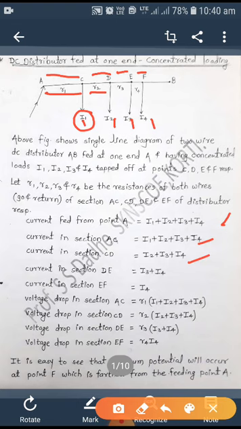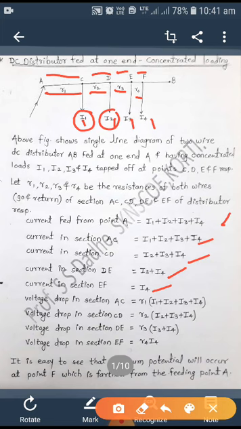Now similarly in section DE, while writing the current in section DE, we have to subtract the currents I1 and I2 from the total current. So we will get the summation of I3 plus I4, that much of current will be present in section DE. And finally in section EF, we have only one current, that is current I4. In this way we can calculate the current in a particular section of that distributor.